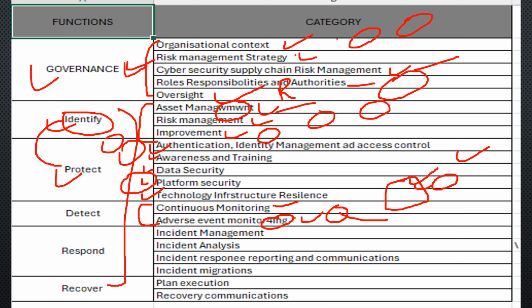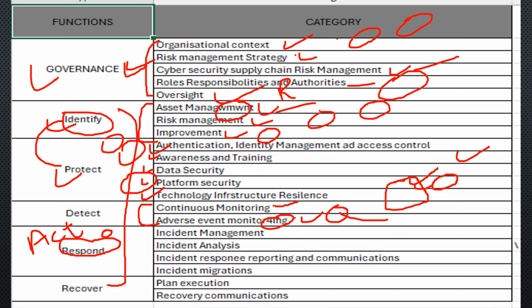Respond. Actions regarding detected cybersecurity incidents are taken. Respond supports the ability to contain the effects of cybersecurity incidents. Outcomes within this function cover incident management, analysis, mitigation, reporting, and communications. Respond means how can we respond if anything goes wrong? What actions did we take once issues were reported?